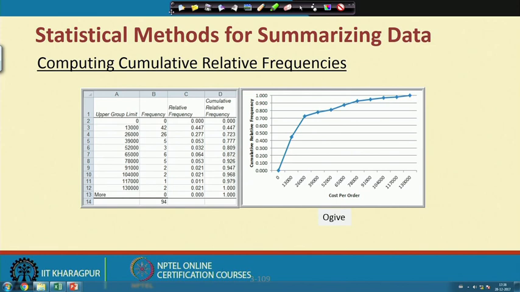Initially when you have first-hand or raw data, that will not give you better visualization, and with the help of Excel you will get better visualization in fact, right. So this is what frequency and cumulative frequency are all about.